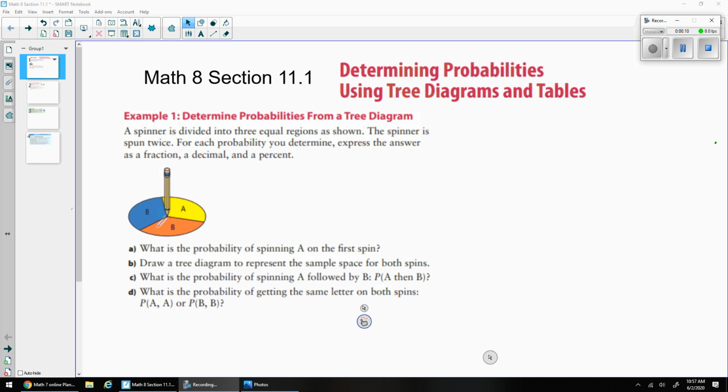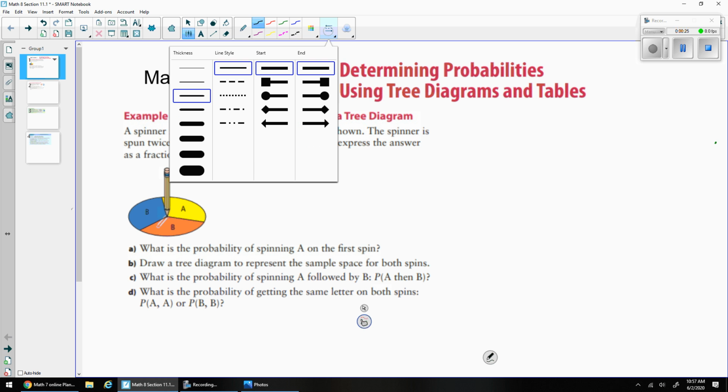doesn't this time. So we're on to chapter 11 on probability, last chapter of the year, and then we're done. So we have done probability in grade 7, so hopefully some of it is review.